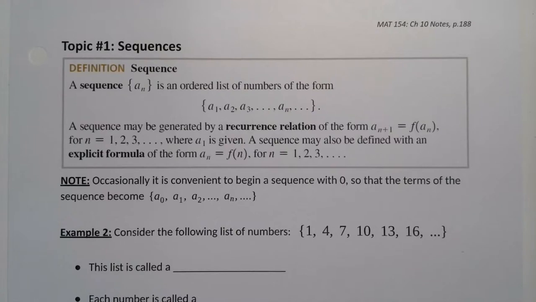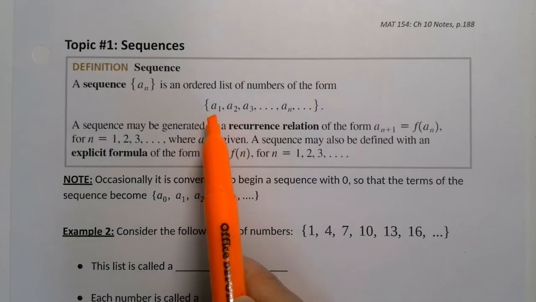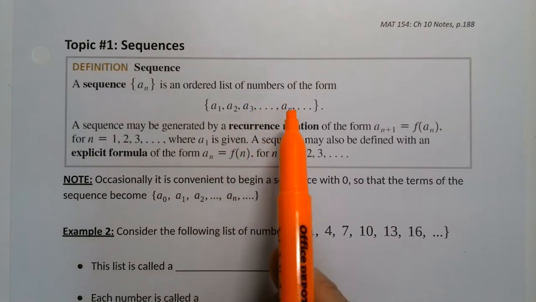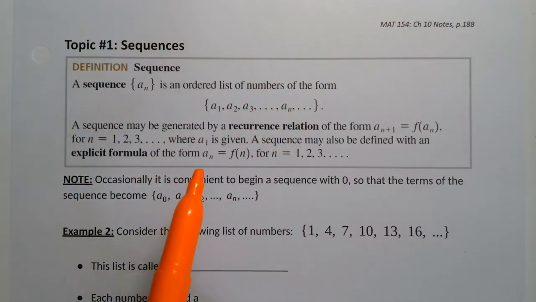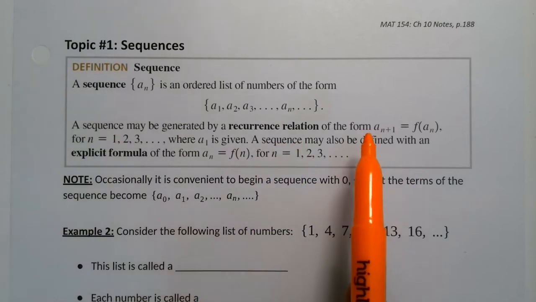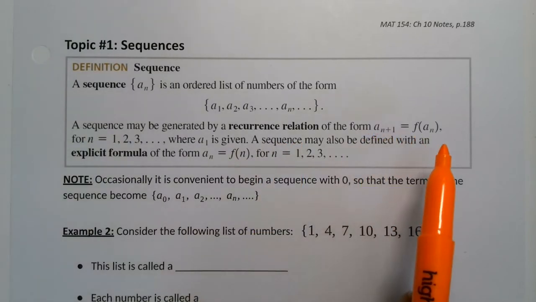So now let's start building our first topic regarding discrete variables, which is a sequence. A sequence is an ordered list of numbers of the form a sub 1, a sub 2, a sub 3, and so on. A sequence may be generated by either a recurrence relation of the form a sub n plus 1 equals f of a sub n.